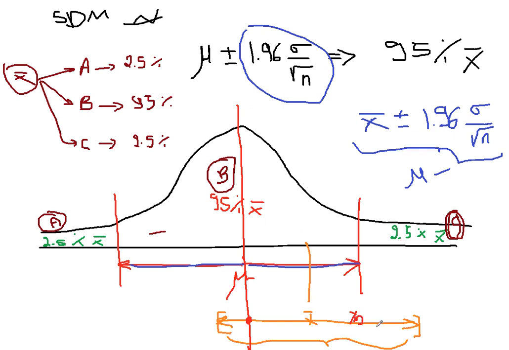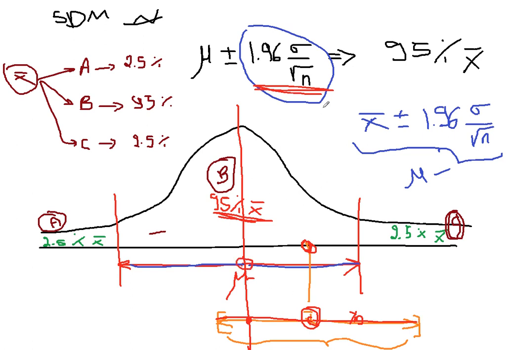And you shouldn't be surprised, right? Because when I picked this X bar at random, I picked it to be part of the B area, meaning I picked it within a range of 1.96 sigma over root n. Therefore, if you take that point and build the same range using it, of course you're going to capture mu.